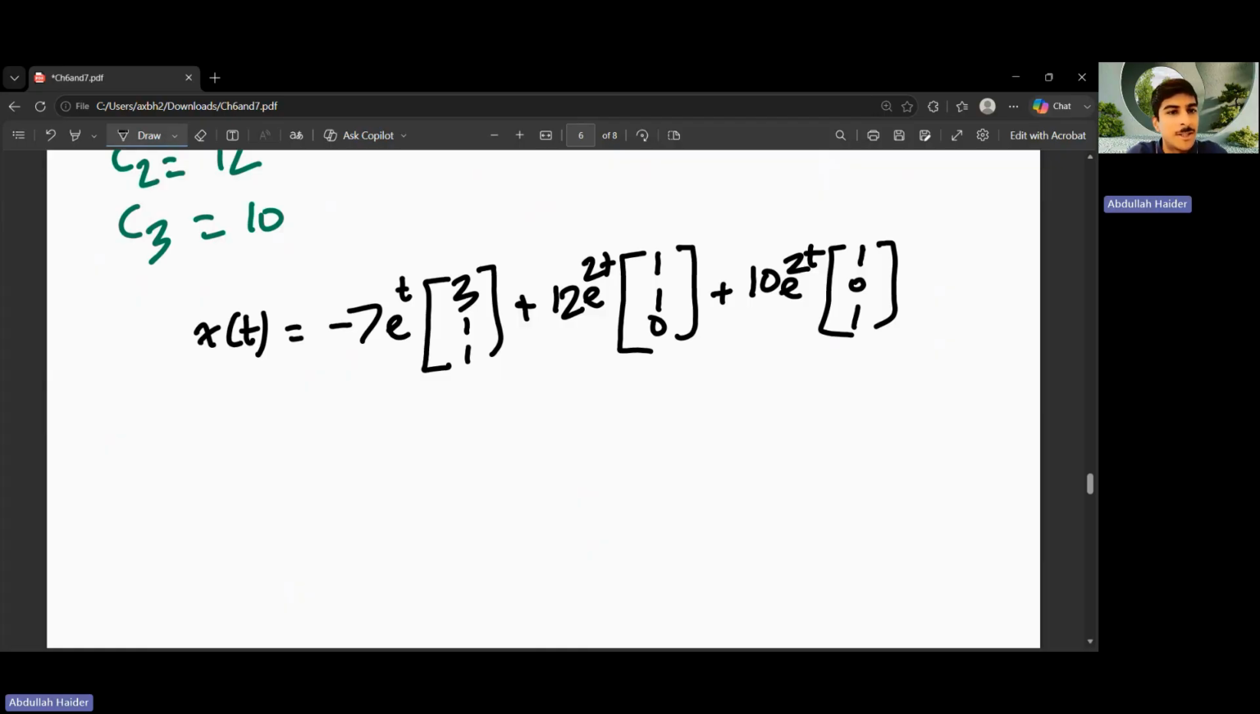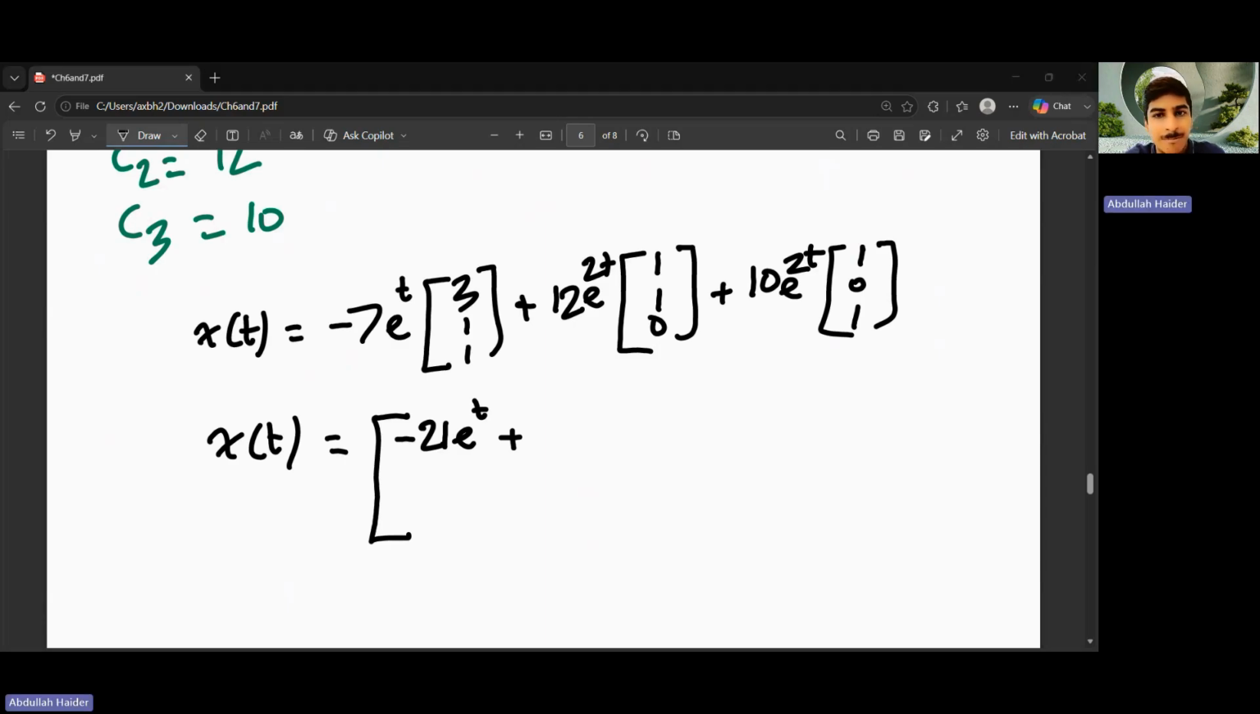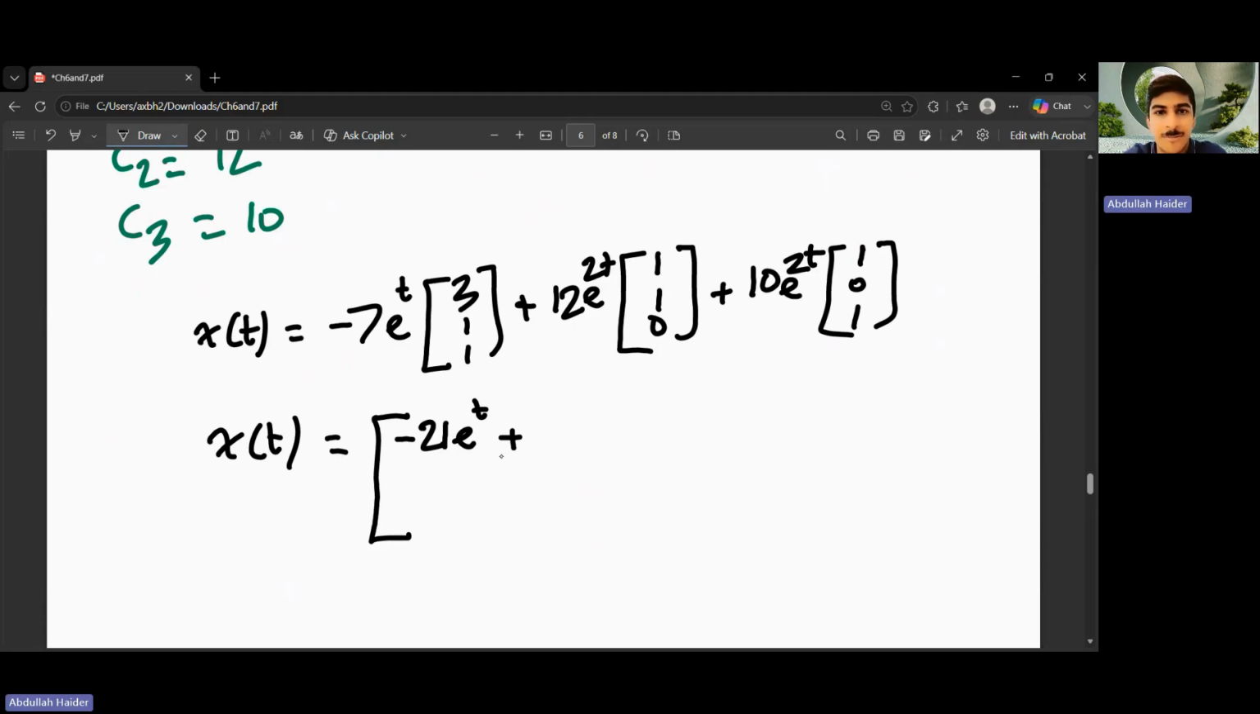Now what you can also do is combine them into a single matrix. Dr. Khalid especially likes this method. So you can write this as minus 21 e^t, and then 12, and combine them into one single matrix as your answer. Minus 7 times 3 makes minus 21. The 12 plus 10 gives you 22 e^(2t), and then minus 7.